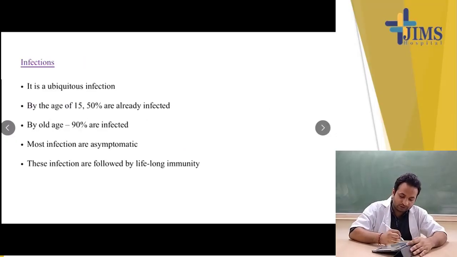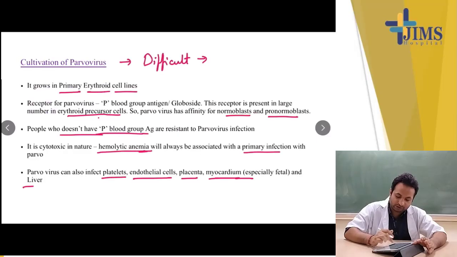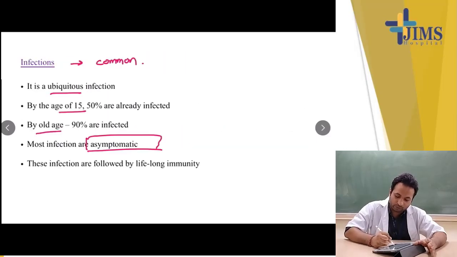Now, infection. Infection with parvovirus is very common. It is ubiquitous in nature. By the age of 15, 50% of the population has already been infected. By old age, 90% are infected, and the majority of these infections are asymptomatic. Followed by this asymptomatic infection, you are going to get lifelong immunity.